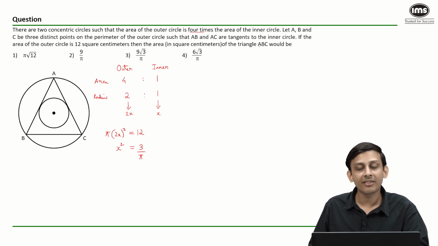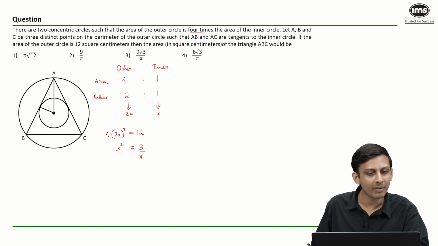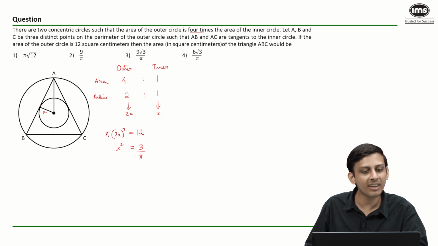Now we have to consider the area of the triangle ABC. Okay, so what can we do? We have the center, and we can see that we have tangents. So if we connect the center to the tangent at the point of contact, that line will be perpendicular to the tangent. So we draw this radius of the inner circle, which is x. And then we also connect the center to point A, so that we get this triangle, and this will be a right angle triangle. The radius to the tangent at the point of contact will be perpendicular to the tangent.